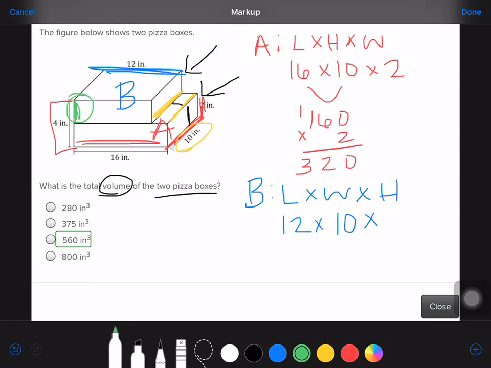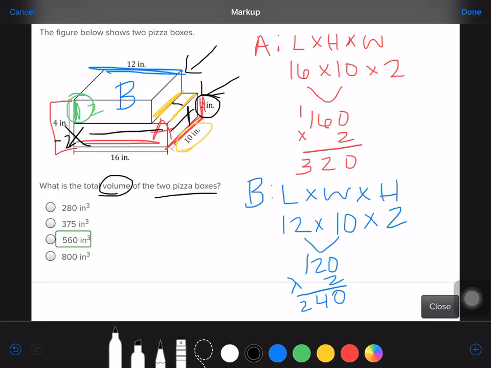So if I chopped A away, whack, if I chop it off, I really chopped off how many inches? 2 inches. So it would be like removing 2 inches, leaving me with only 2 inches for my height. So the height of B is 2. 12 times 10 is 120. 120 times 2 is, right, and then 240. So B's volume is 240.